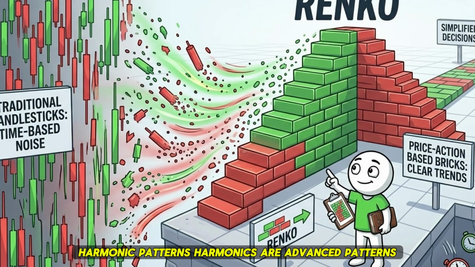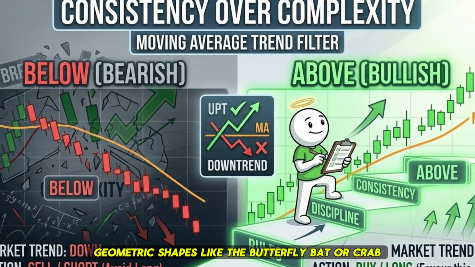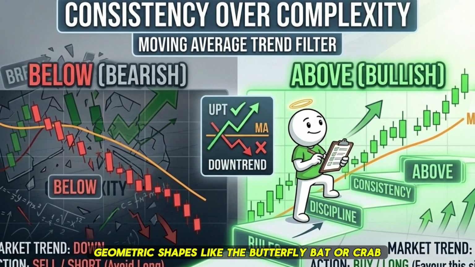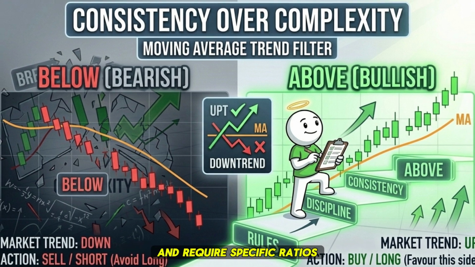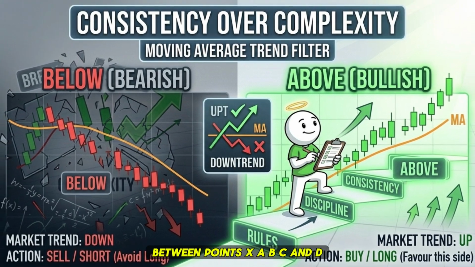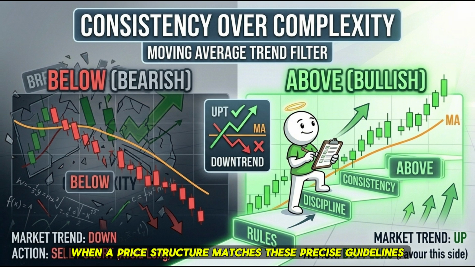Harmonic patterns. Harmonics are advanced patterns that use specific Fibonacci measurements to create geometric shapes like the butterfly, bat, or crab. For example, a bullish bat looks like the letter M and requires specific ratios between points X, A, B, C, and D. When a price structure matches these precise guidelines, it offers a highly technical entry point.